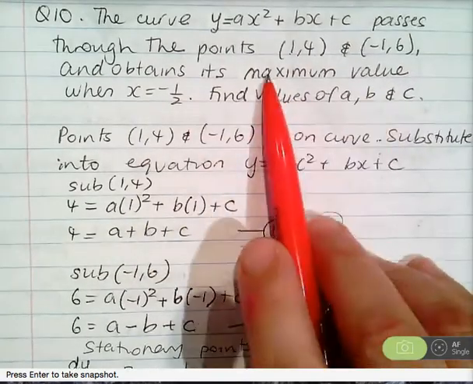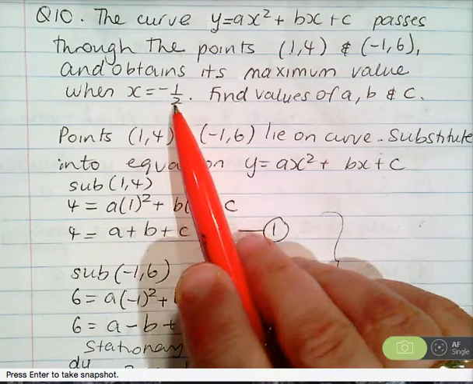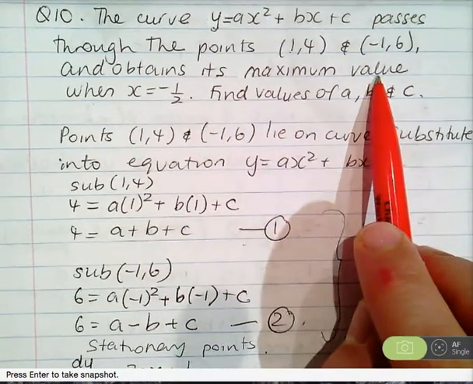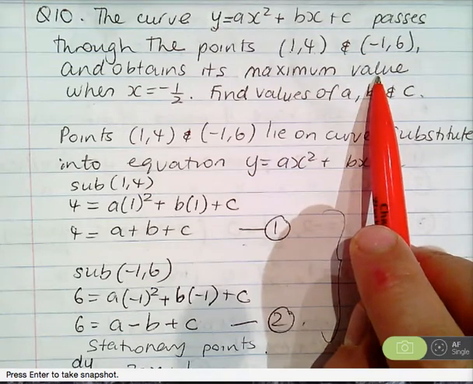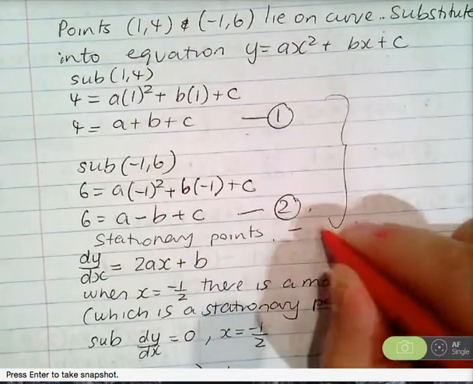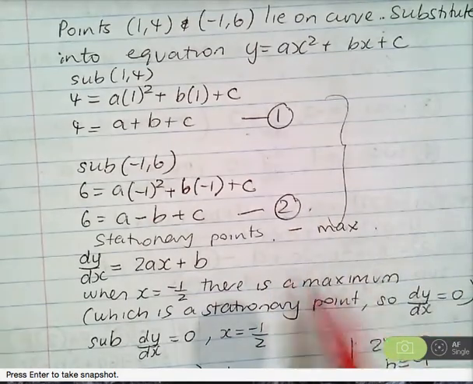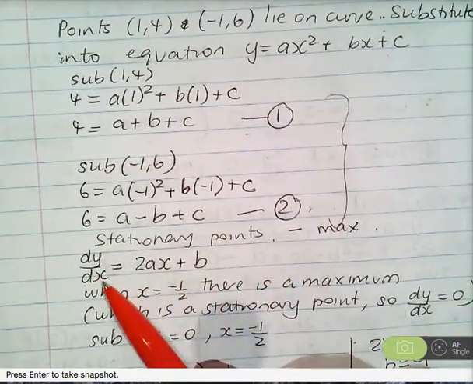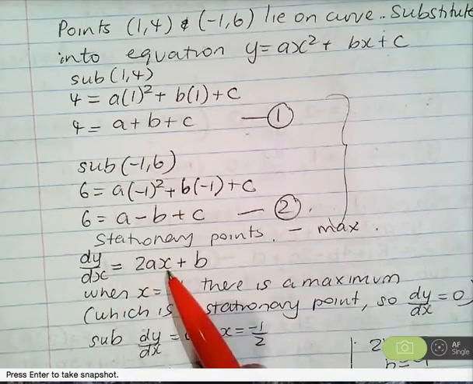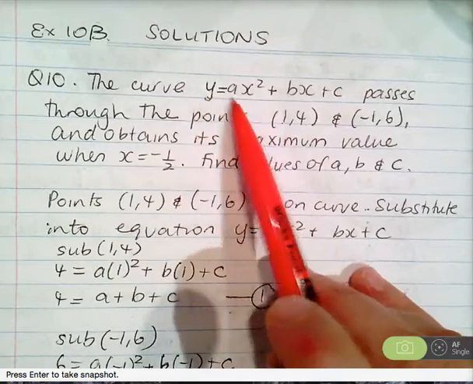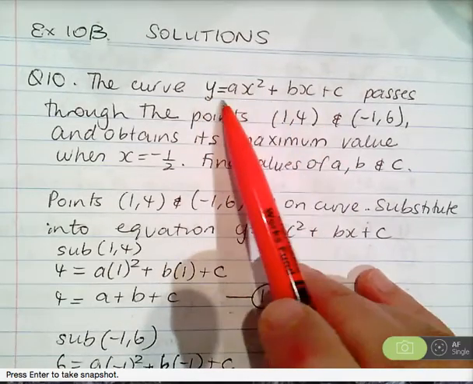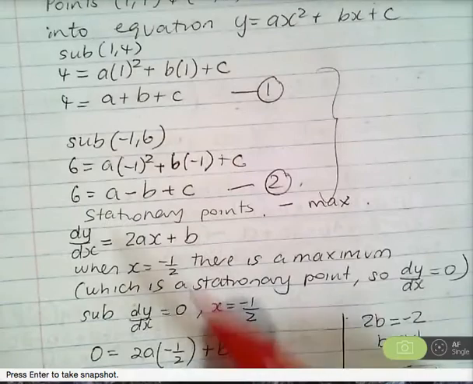Now, the other bit of information is that we've got a maximum value when x is negative a half. Now, a maximum is a stationary point. Remember, there are three types of stationary points: maximum, minimum, and horizontal inflection. So, because we've got a maximum, which is a stationary point, we work out dy dx, the first derivative. If y is ax squared plus bx, dy dx is 2ax plus b, which I've got down here.